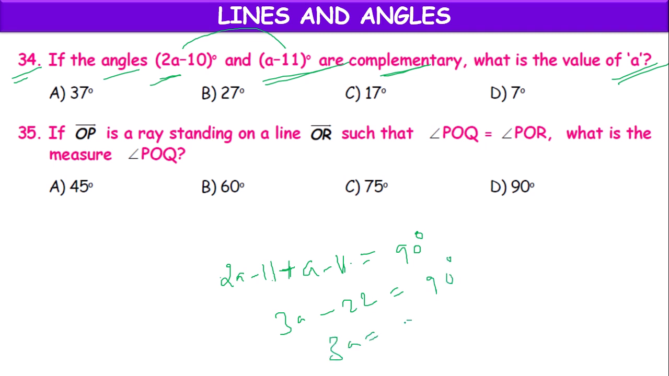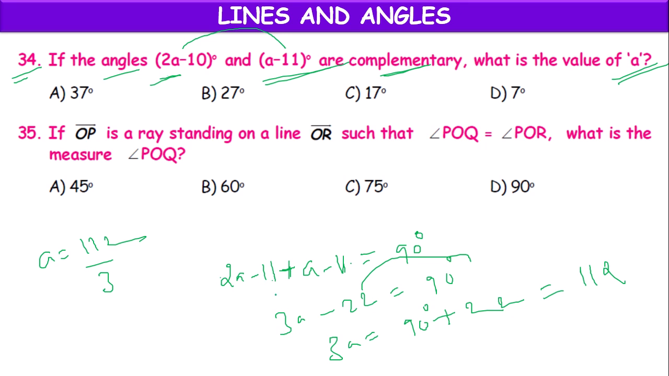Or 3a equal to 90 degrees. This minus 22 will go towards the right hand side. It will become plus 22, which is equal to 112. So a equal to 112 by 3. Sorry, 112. Okay.